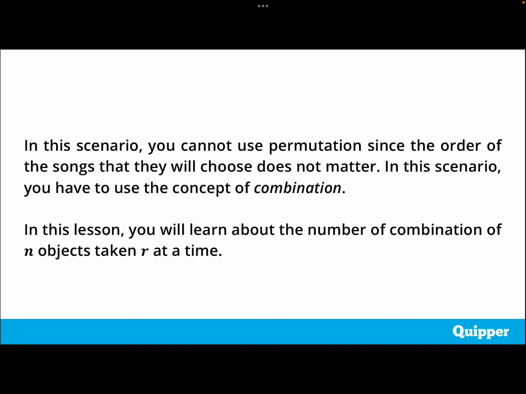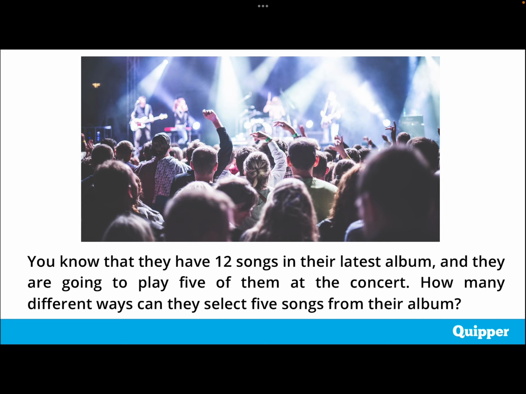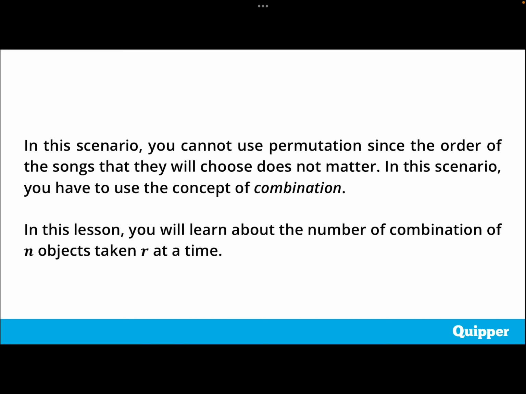So in this scenario, you cannot use permutation since the order of the songs that they will choose does not matter. Meaning they can choose any songs from those 12 songs. So it means you will choose, and the arrangement does not matter. So in this scenario, you have to use the concept of combination. In this lesson, you will learn about the number of combinations of n objects taken r at a time.